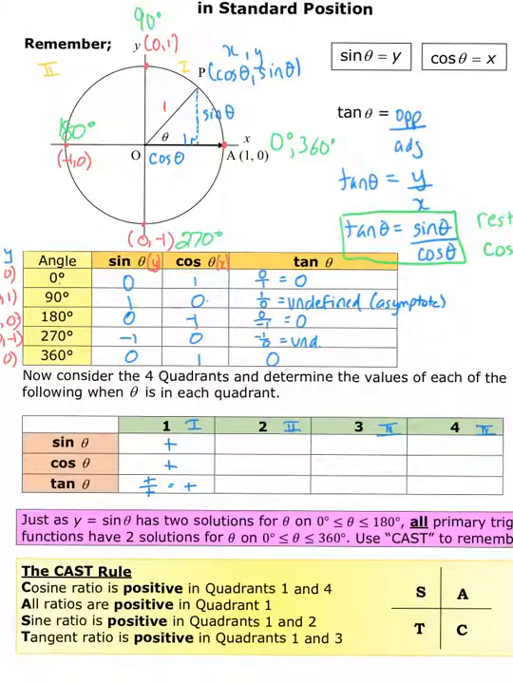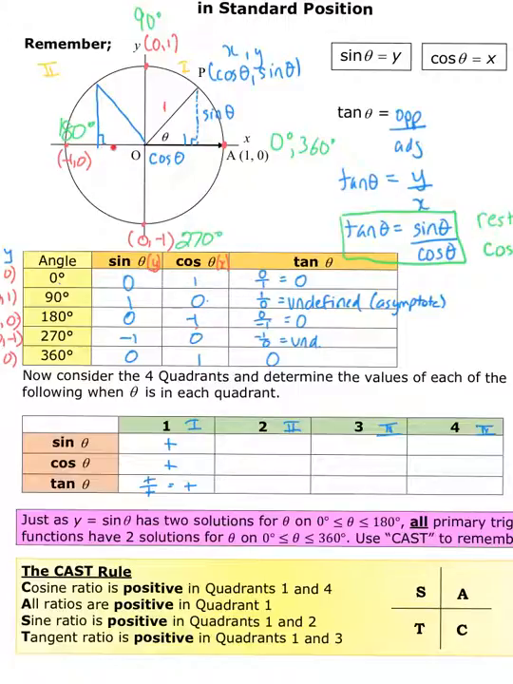Next, we are going to look at a triangle in quadrant 2, which is over here. So I'm going to draw a right angle triangle in that quadrant. So now we see that sine is positive because our y value is positive.